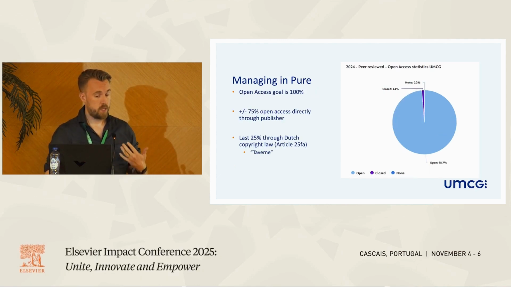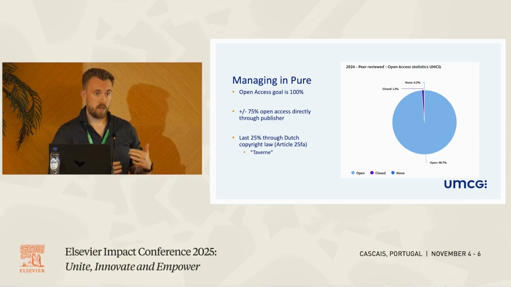Also, when talking about managing the data in Pure, I want to shout out to what we do with open access. We have a goal of 100% open access for all our publications. 75% of this is directly open access via the publisher. The last 25% is something that we do via Pure.